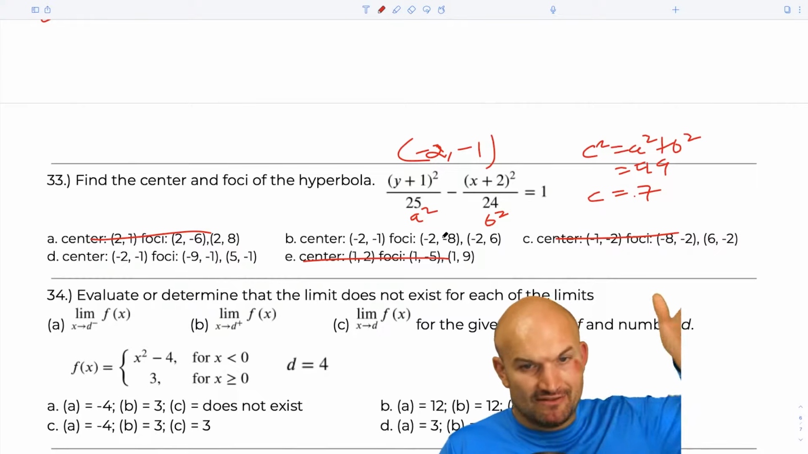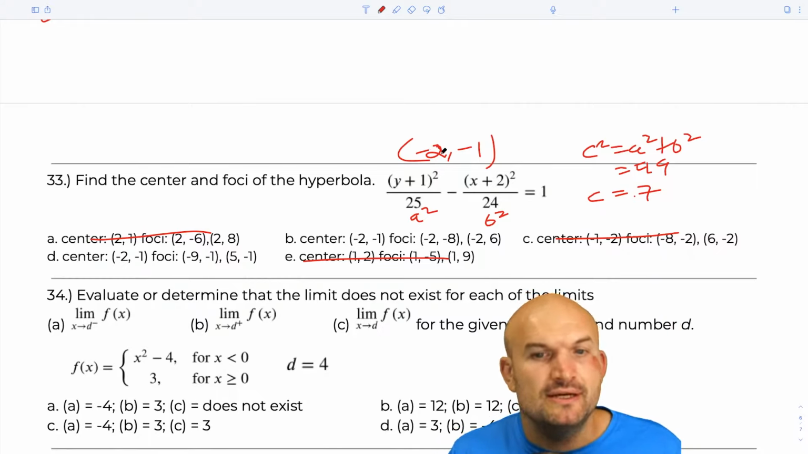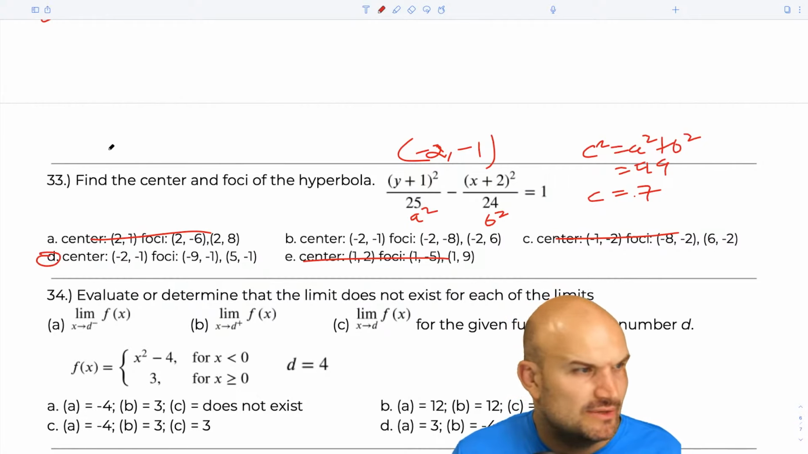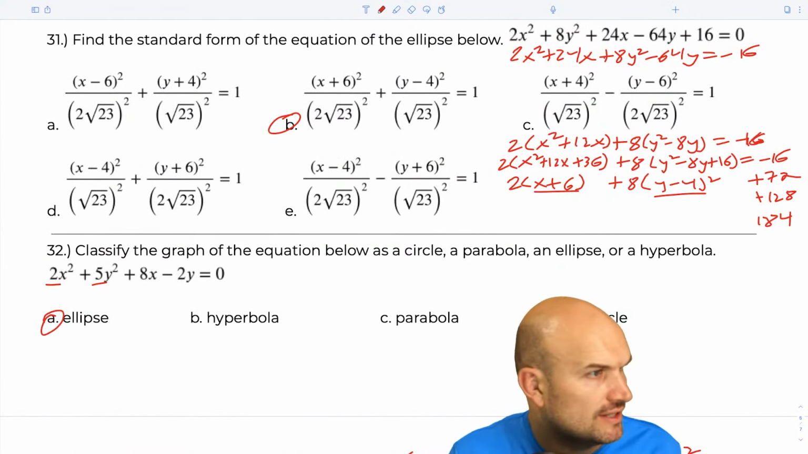So this is a vertical hyperbola. So from here, I'm going to go up 7 and down 7. So which one of these has a -9 and 5? Add 7, subtract 7, you get -9. So this one works. Let me check my other answers real quick just to make sure I got the same answers. Yeah, I got B. Okay, cool. And yep, got those.